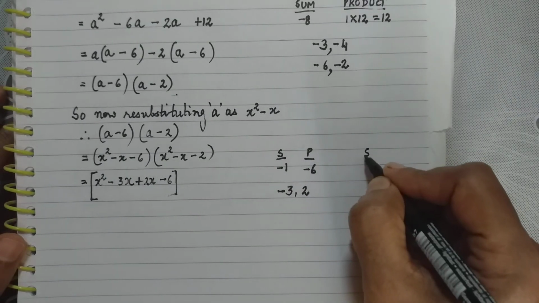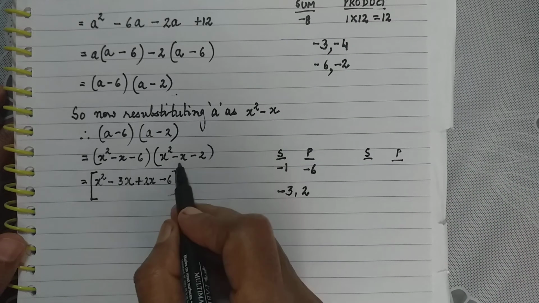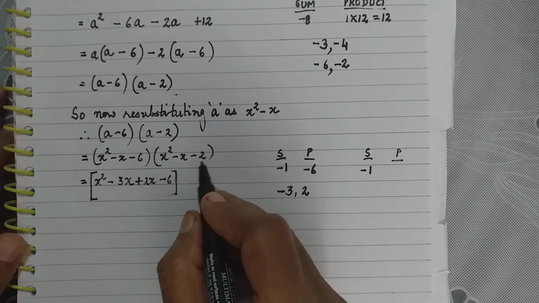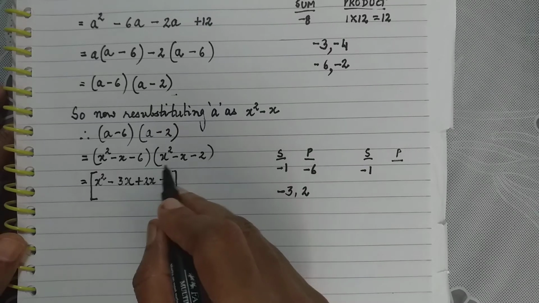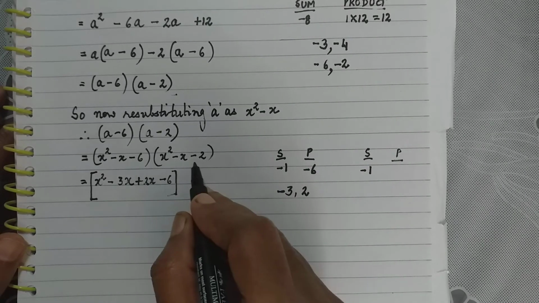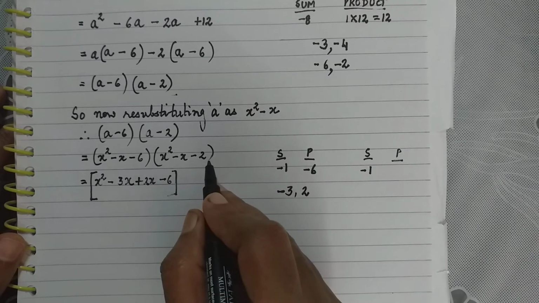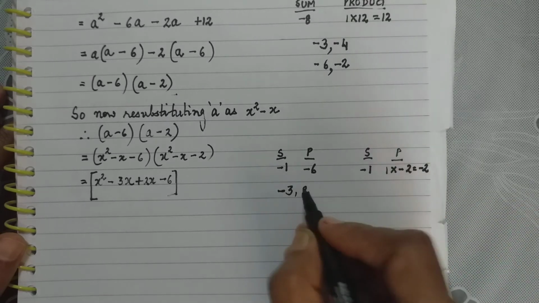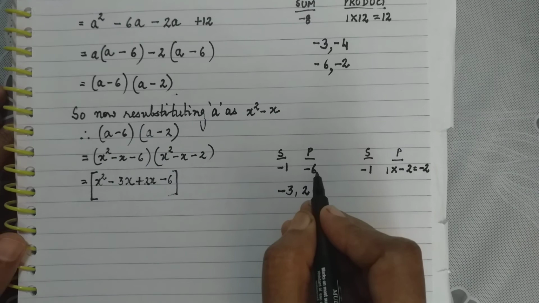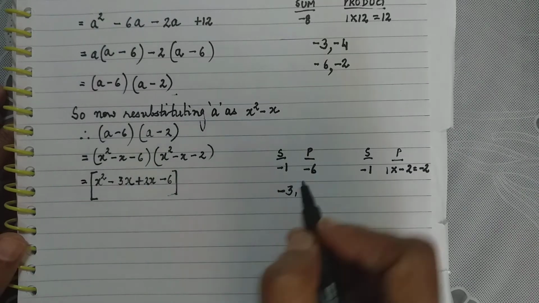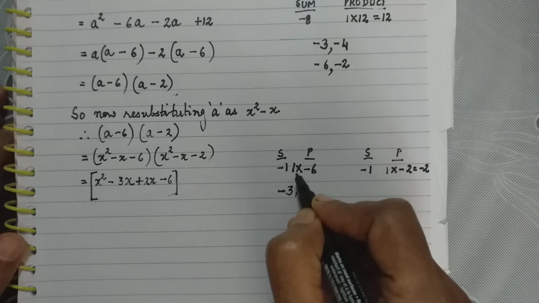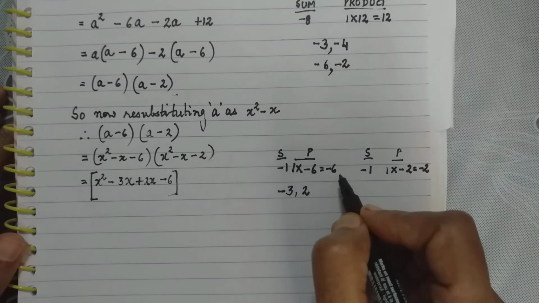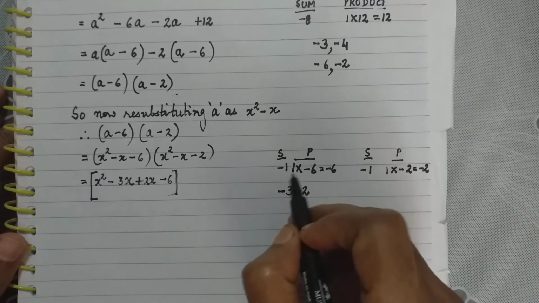Again I write here sum and product. What is the sum? Coefficient of the x term, which is minus 1. What is the product? The product of the square term and minus 2, that is 1 into minus 2, which is minus 2. Here also, although I have written minus 6 directly, it is 1 into minus 6, which is minus 6. So still it was correct.